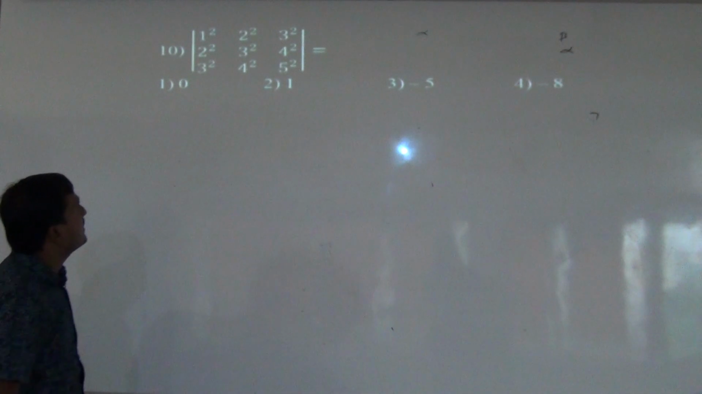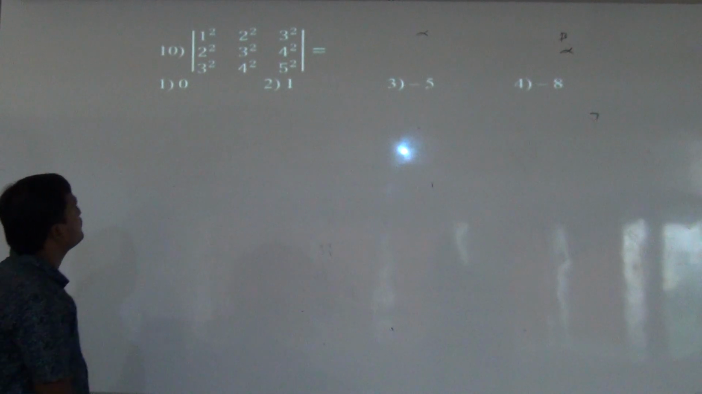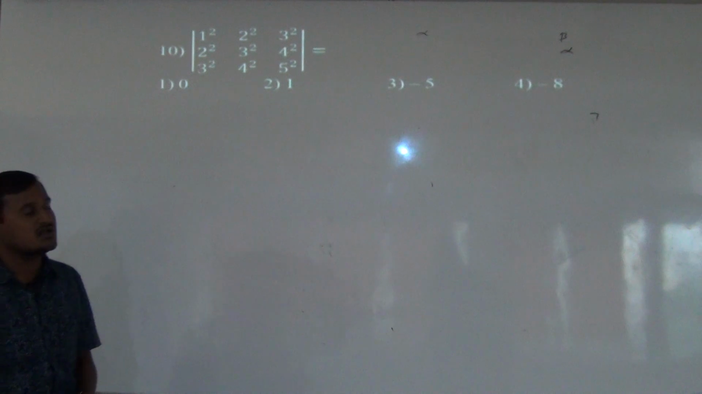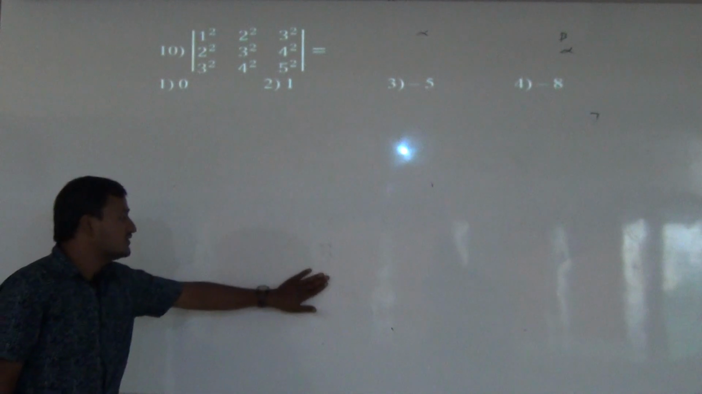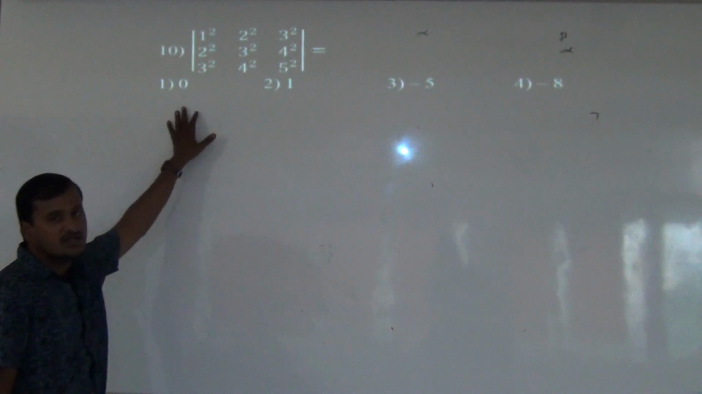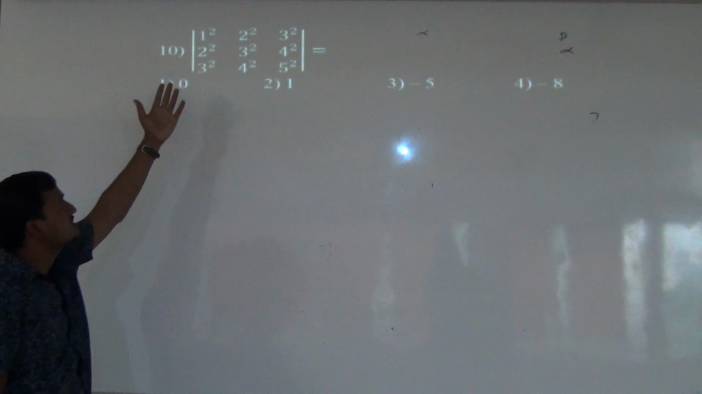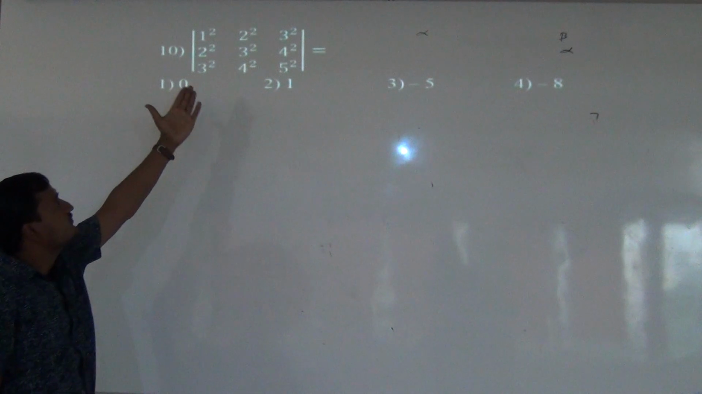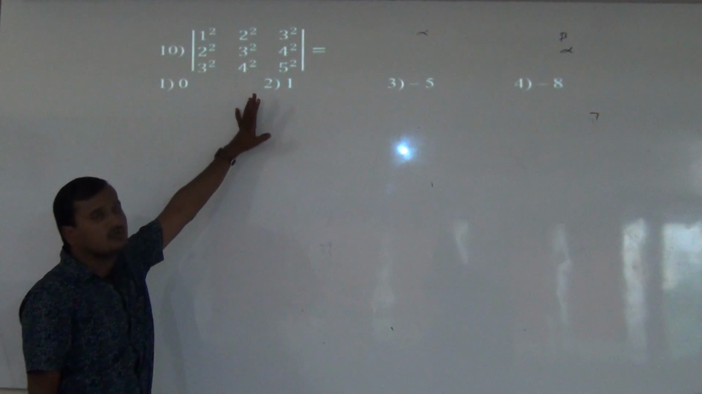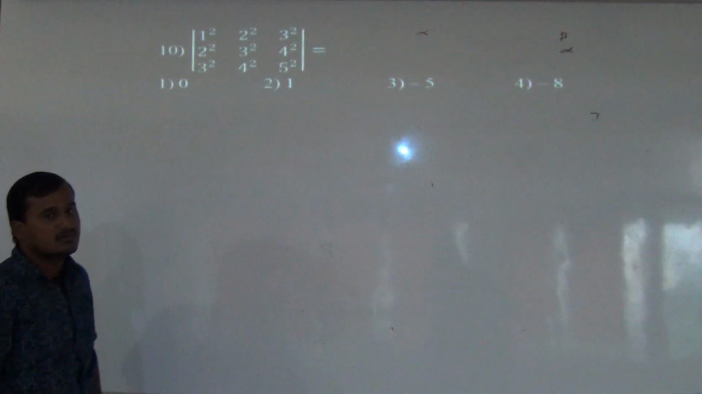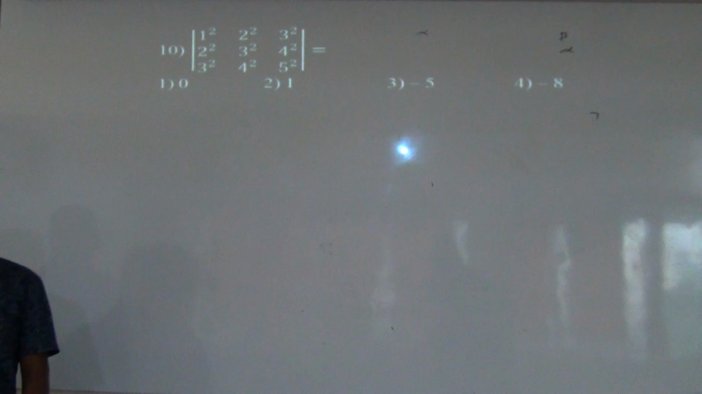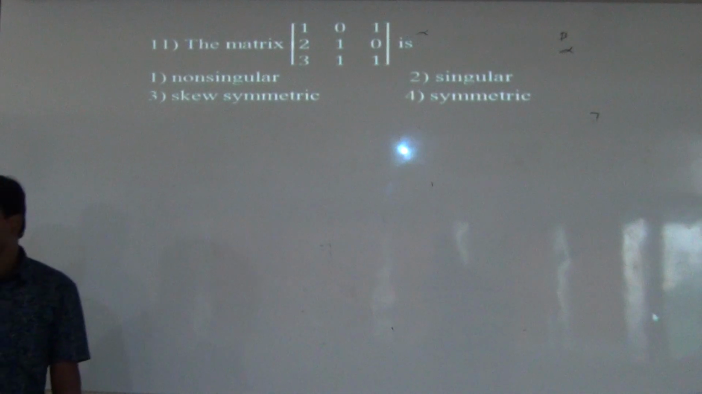Here 1 square, 2 square, 3 square; 2 square, 3 square, 4 square; 3 square, 4 square, 5 square. I want you to solve this at home, so this is like homework. Just take the squares 1, 4, 9; 4, 9, 16; 9, 16, 25, expand the determinant and write the answer. So this is homework. I will go for the next question, this one.